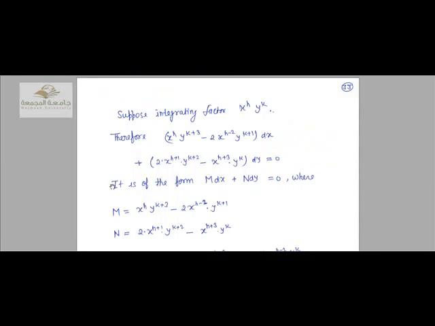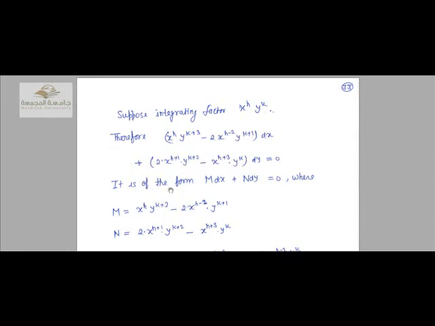Now suppose the integrating factor is x to the power h y to the power k. Therefore, multiplying this integrating factor in the given equation, we get (x to the power h y to the power k plus 3 minus 2 x to the power h plus 2 y to the power k plus 1) dx plus (2 x to the power h plus 1 y to the power k plus 2 minus x to the power h plus 3 y to the power k) dy is equal to 0.